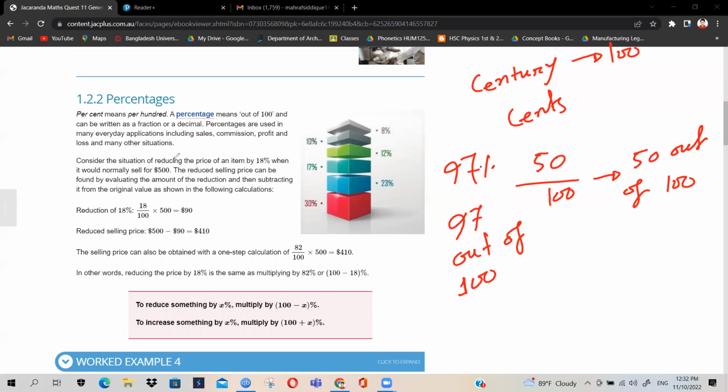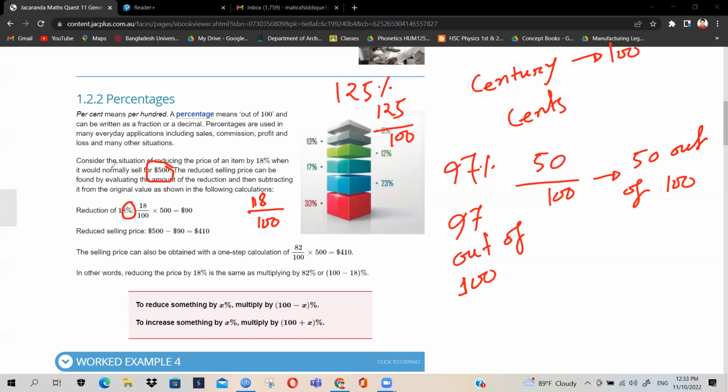Consider the situation of reducing the price of an item by 18% when it would normally sell for 500. A reduction of 18% means you will just have to multiply the base price by 18%. And what does 18% imply? Always remember, whenever you see a percent sign, you just divide by 100. 18 by 100. Even if it's 125%, you just do 125 by 100. That is the significance of the percent symbol.